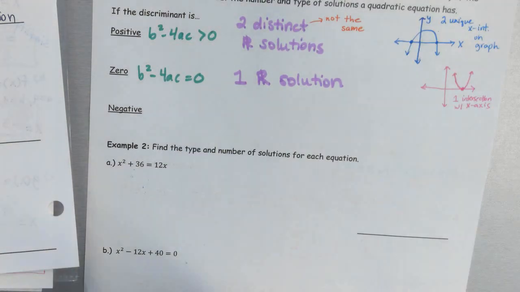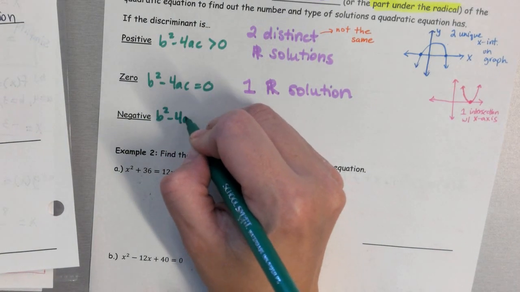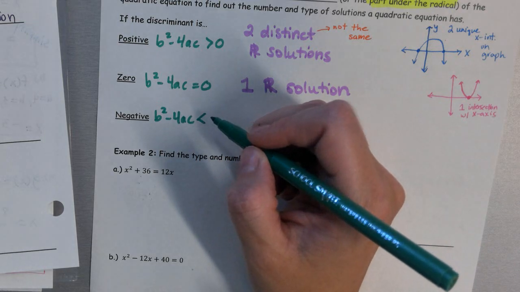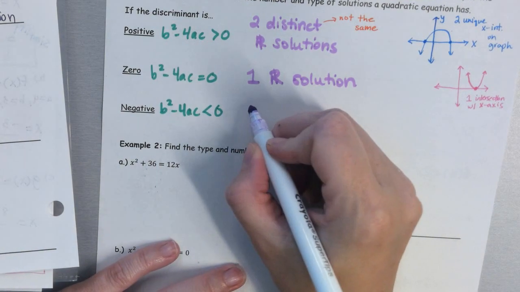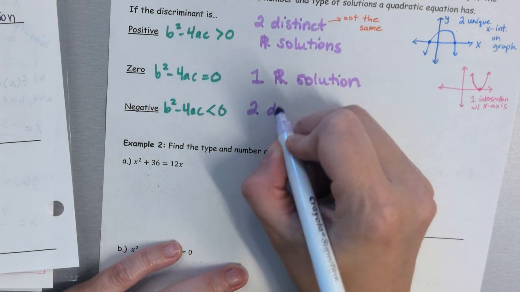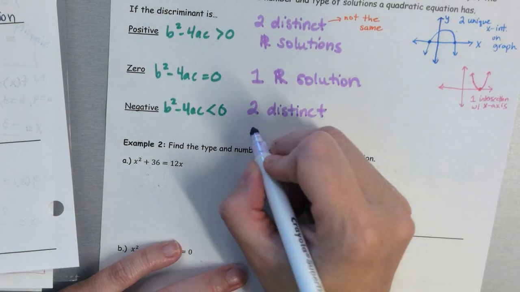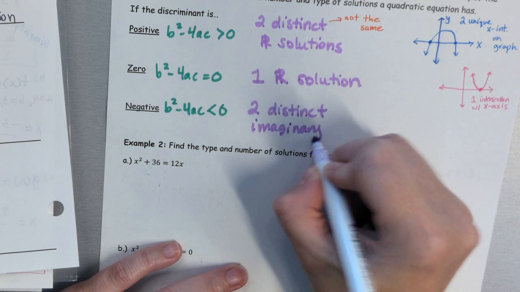So then we're left with our last case, which is when this value is a negative value. Okay, so when that value is less than 0, this is going to produce imaginary solutions, and again, there will be 2 of them. There's 2 of them because you have that plus or minus. Again, these are distinct, so 2 distinct imaginary solutions.